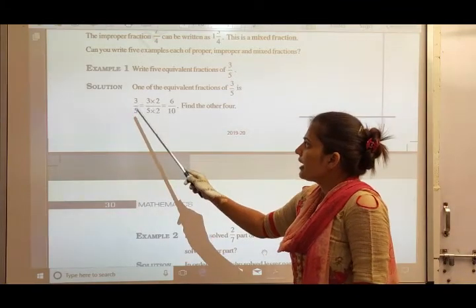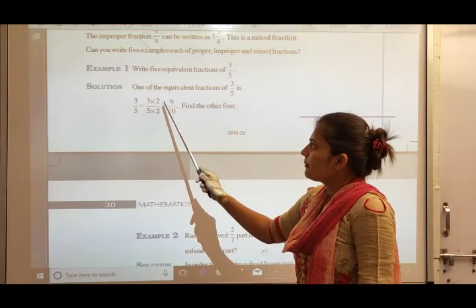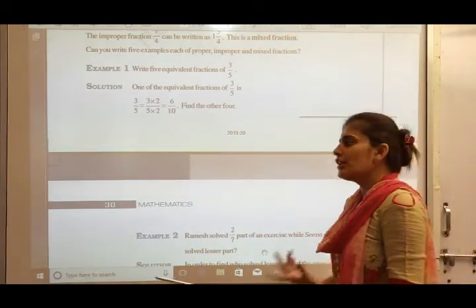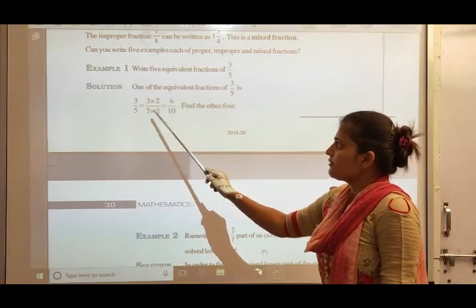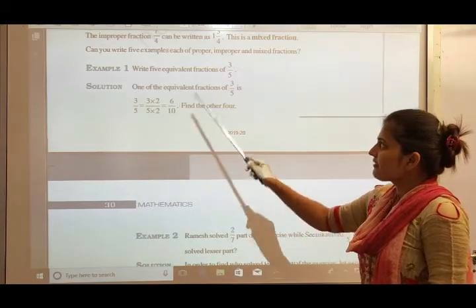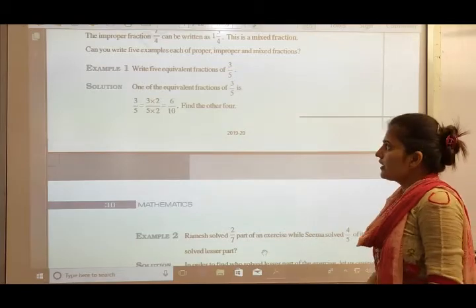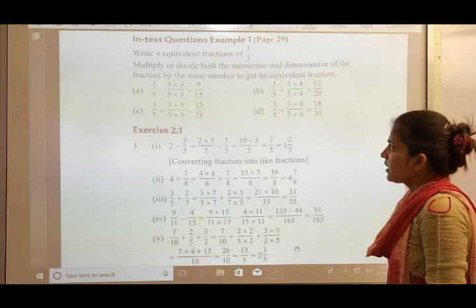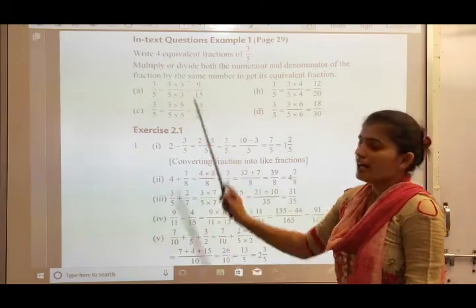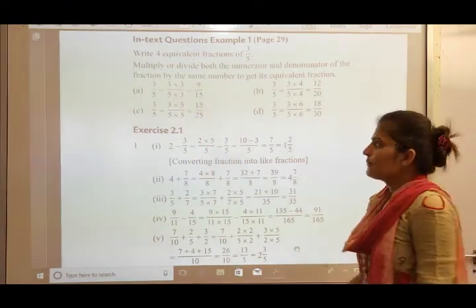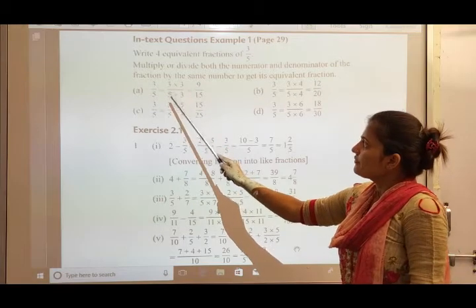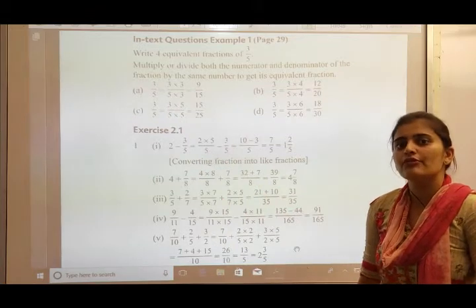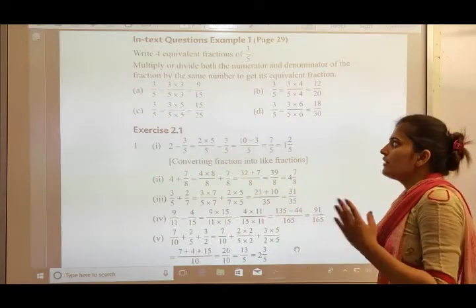Here 3 by 5 will be equal to 3 multiplied by 2 and 5 multiplied by 2. 2 we are multiplying with the numerator and the denominator. So 3 2s are 6 and 5 2s are 10. So 6 by 10 is an equivalent fraction of 3 by 5. Now I will show you another 4. Here 3 by 5 is equal to, now I am multiplying with 3. So 3 multiplied by 3 and 5 multiplied by 3. So 3 3s are 9 and 5 3s are 15. So 9 by 15 is another equivalent of 3 by 5.